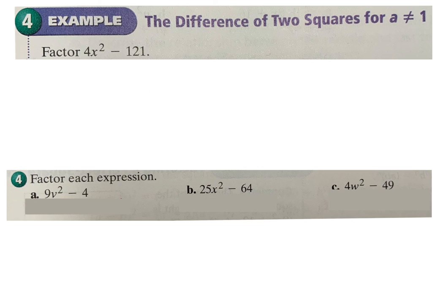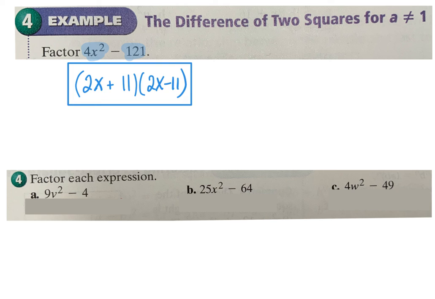It does work even if your leading coefficient's not a 1. You just have to make sure that it has a perfect square root. So 4x squared has a perfect square root. 121 has a perfect square root. And so you would take those square roots. 2x would be the square root of 4x squared. 11 would be the square root of 121. And then you're just going to do plus and minus. These are very simple factoring. You just have to remember it when you have it all together. So go ahead and do those three really quickly, and then we're going to do common factor.